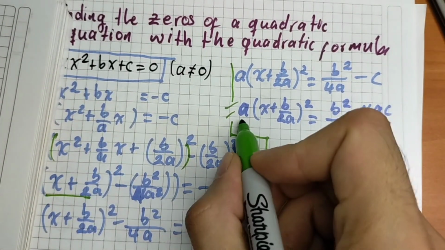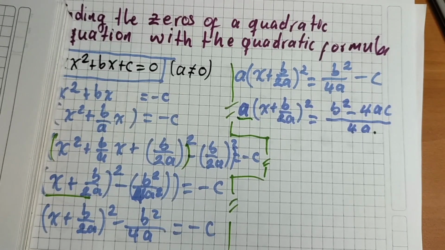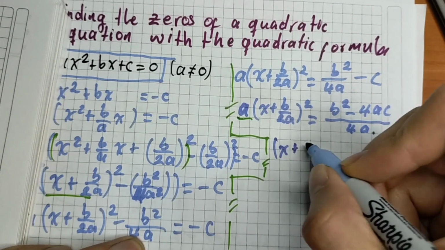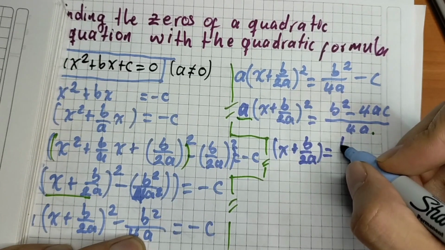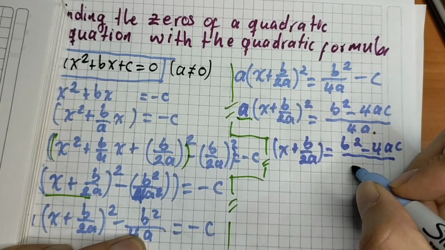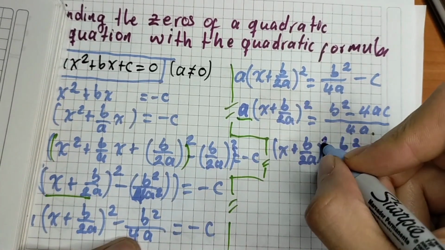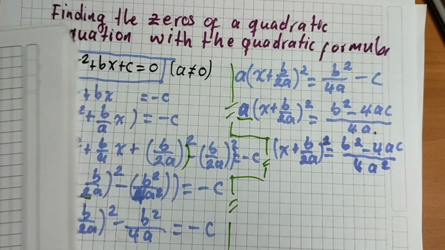What can I do with this? This a that is multiplying here can pass dividing to this other side. So what I'm going to write now is x plus b over 2a, all squared, is equal to (b squared minus 4ac) over 4a squared. And now that I have that, I am missing the square here, and that square was important because that points to the next step I have to complete, which is getting the square root of the two sides that I have here.